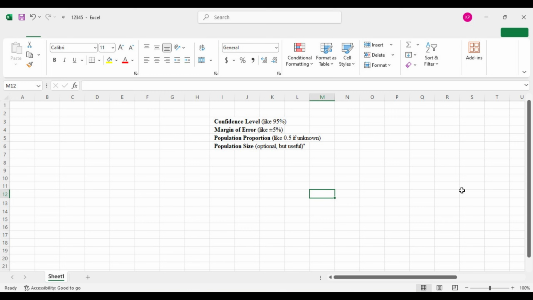In the sample size calculation, the population proportion is the estimated percentage of people in the whole population that have a certain characteristic. It helps estimate how many people you need in your sample to get an accurate result. For example, if you think that 50% of people like a product, then you would use 0.5 as the population proportion. Okay.